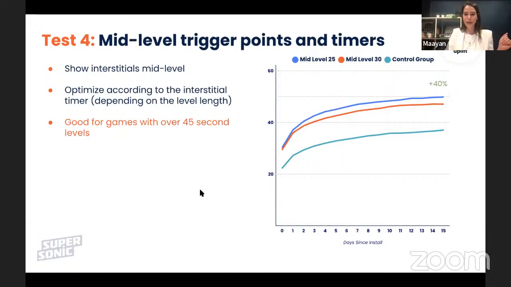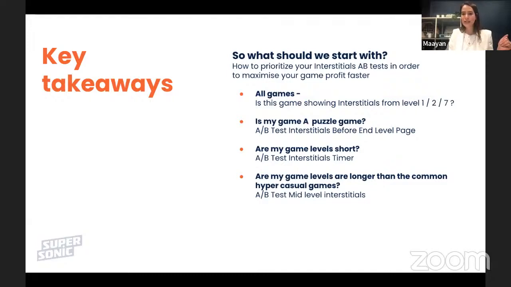So when you're thinking to yourself, what should I start with first? What will boost my ARPU and my LTV the fastest way possible when it comes to interstitials? First, try interstitial levels. Showing interstitials from a later level in the game is an easy A/B test and could potentially generate great ARPU uplift and also a better user experience.